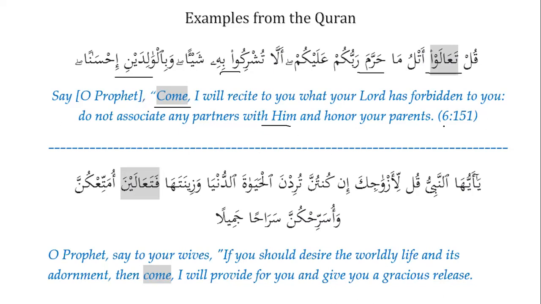So this is an example of ta'alaw, and ta'alaw has been used more than 10 times in the Quran. And then we have "Ya ayyuhan nabiyyu qul li azwajika in kuntunna turidna al-hayata ad-dunya wa zinataha fata'alayna." As you can see here, "fata'alayna umatti'kunna wa usarrihkunna sarahan jamila." And as we can see here, fata'alayna, then come.